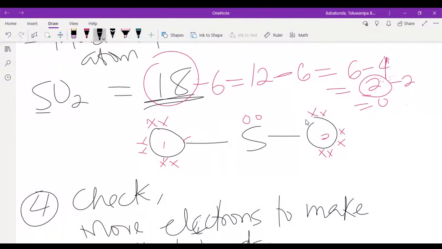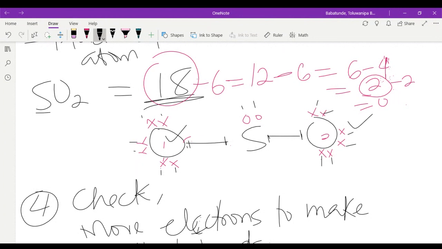If you take a look at this oxygen number 1, we see that oxygen number 1 is fine. It has 1, 2, 3, 4, 5, 6, 7, and 8, right? So it's good. If you look at oxygen number 2, it is 1, 2, 3, 4, 5, 6, 7, and 8. It's also good. And let's look at sulfur. Sulfur has 1, 2, 3, 4, 5, 6. Sulfur is not smiling here, right? Because sulfur needs 8 electrons.